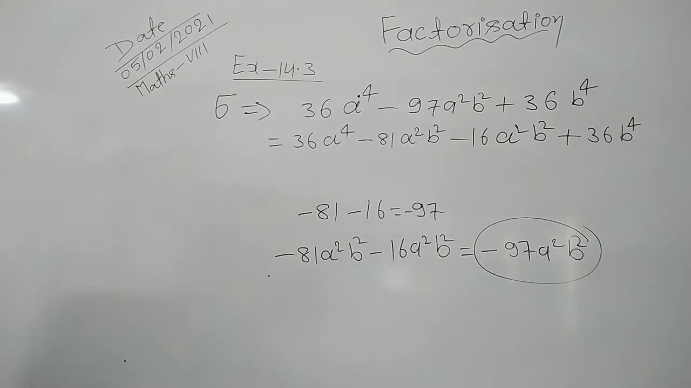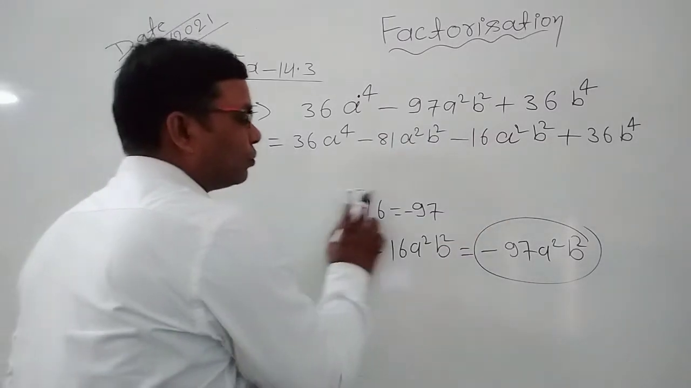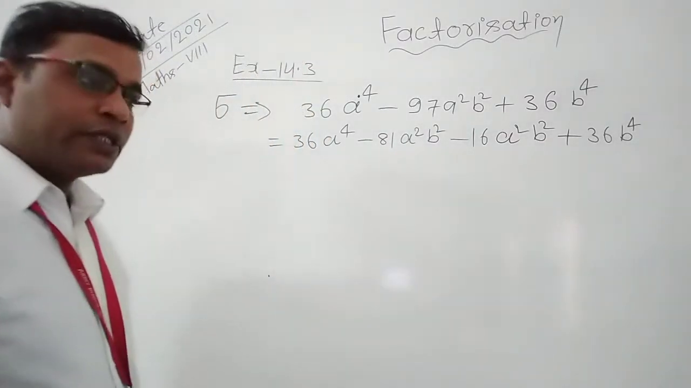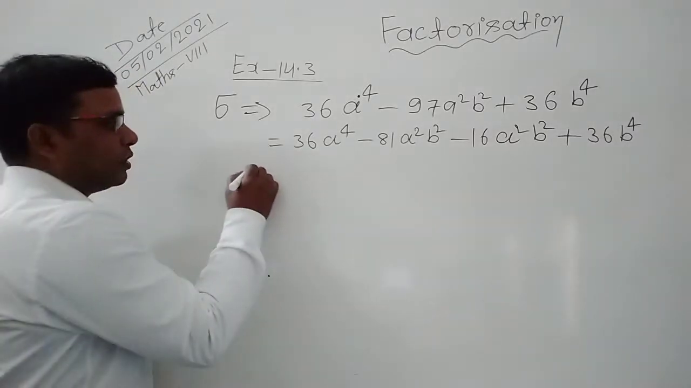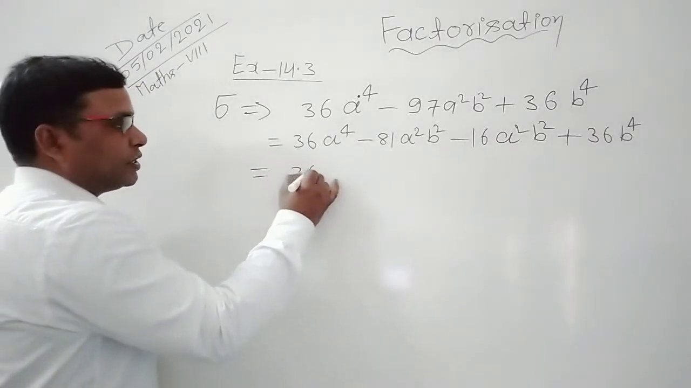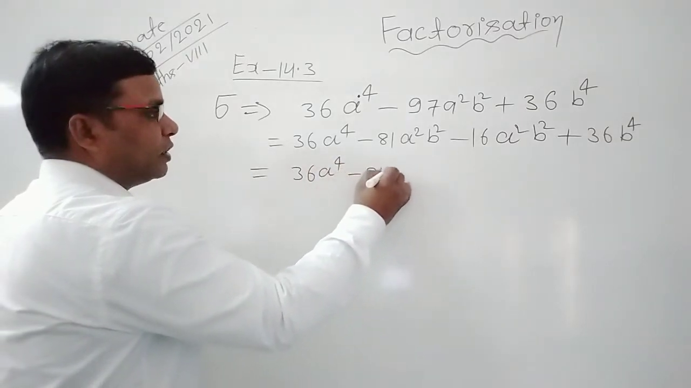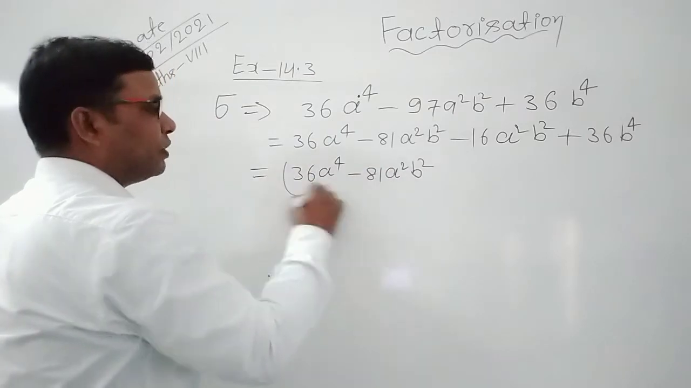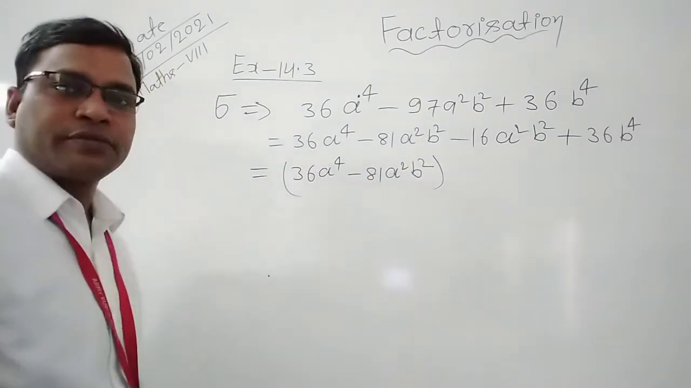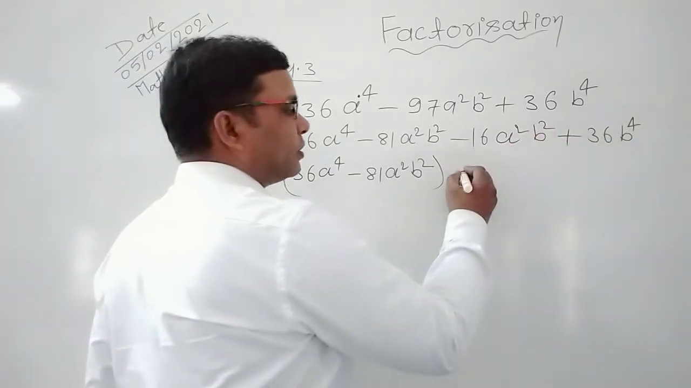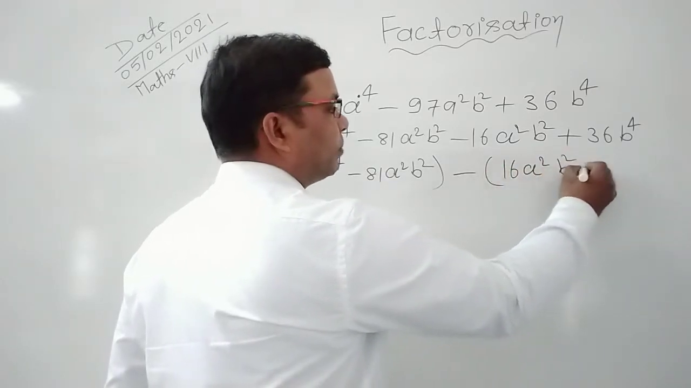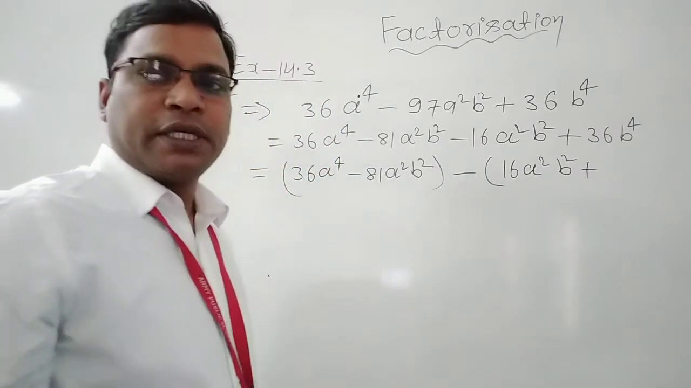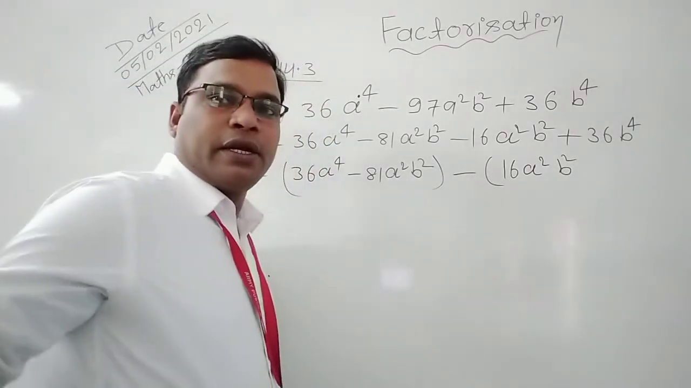Now here you can see we have four terms: first, second, third, fourth. So first we make groups such that we get something common in each group. Here the first group is 36a⁴ minus 81a²b², and we take common here. Now the second group is the last two terms, where we take minus common. So here we have 16a²b², and after taking minus common it becomes plus.